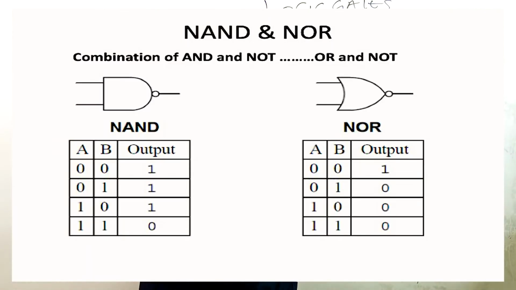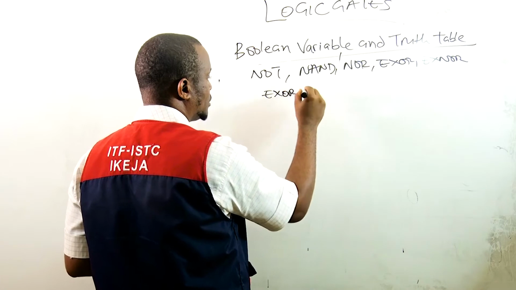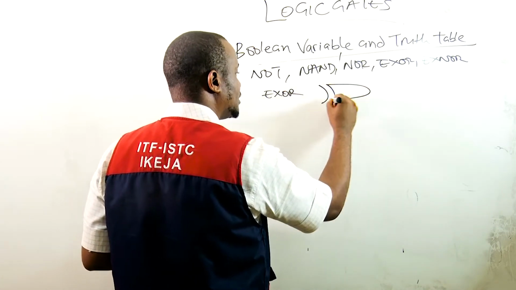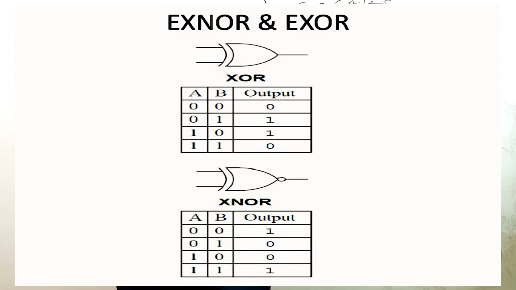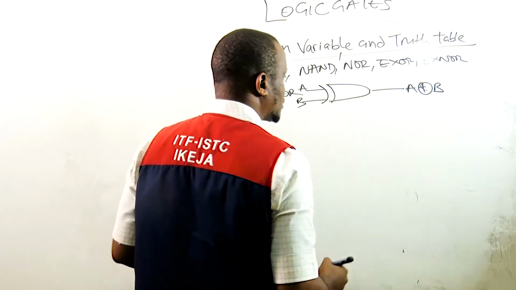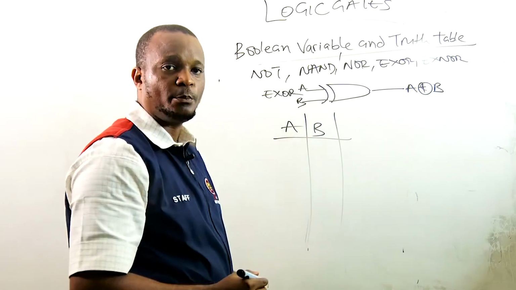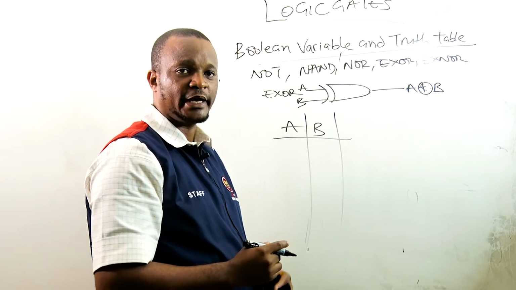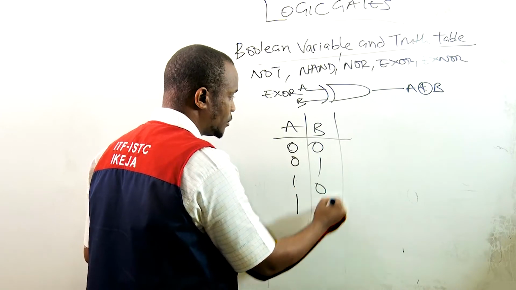Now let us look at the last two, the truth table for the last two, which is the XOR. The XOR. Remember how we draw them? Same thing like the OR gates. XOR. So the truth table still holds the same way, A and B, for all possible values of the XOR. We have 0, 0, 0, 1, 1, 0, and 1, 1. Okay?